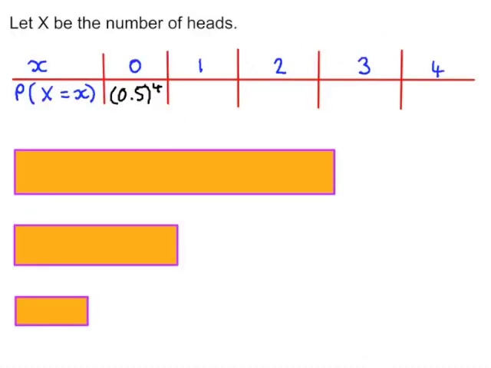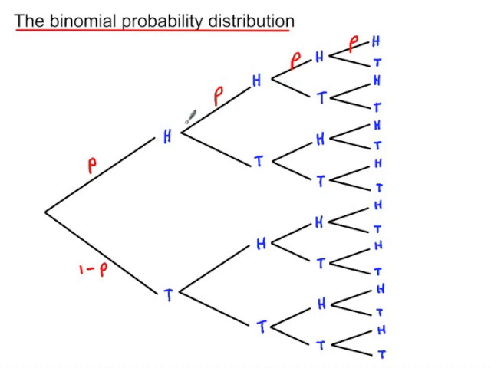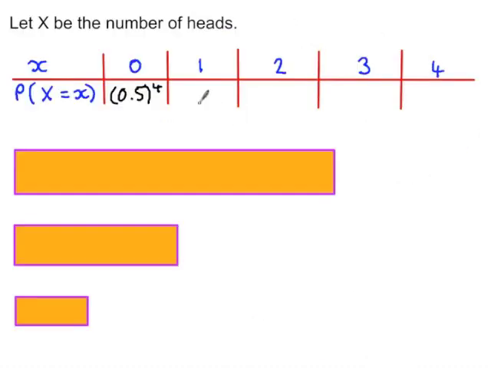To throw 1 head, it could be head, tail, tail, tail, or tail, head, tail, tail, or tail, tail, head, tail, or tail, tail, tail, head. Now each of those possibilities is 0.5 to the power of 4, and there are 4 of them. To throw 2 heads and 2 tails, there are 6 different permutations, and for 3 heads there are 4 permutations, and for 4 heads just the 1.